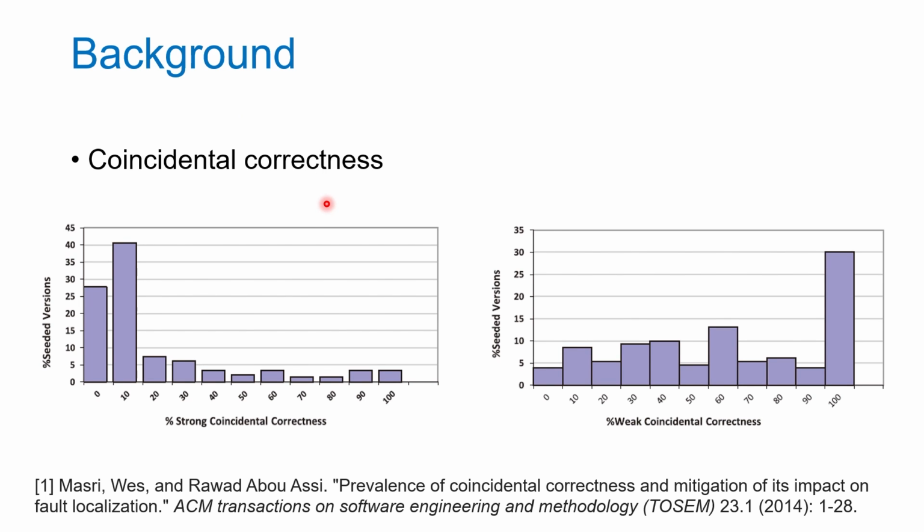Coincidental correctness, which is called CC, represents that a test executes faulty statements coincidentally, but the result is right, which will affect the result of the fault localization. As the figure shows, CC tests are prevalent in programs.